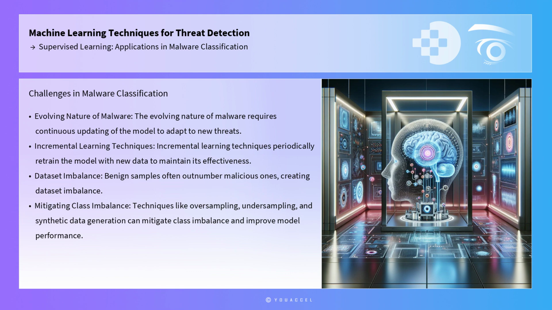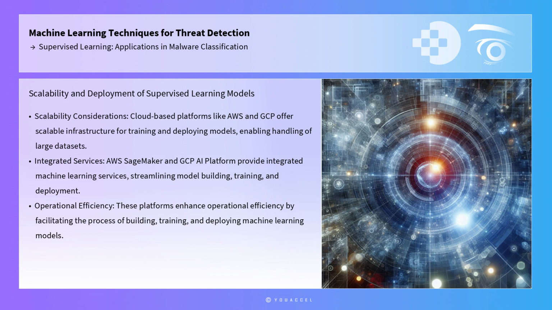improve model performance. The implementation of supervised learning models in real-world scenarios also necessitates considerations for scalability and deployment. Cloud-based platforms such as Amazon Web Services and Google Cloud Platform offer scalable infrastructure for training and deploying machine learning models, enabling professionals to handle large datasets and computationally intensive tasks. These platforms provide integrated machine learning services, such as AWS SageMaker and GCP AI Platform, which streamline the process of building, training, and deploying models, thereby enhancing operational efficiency.